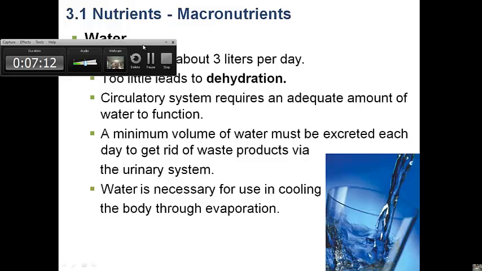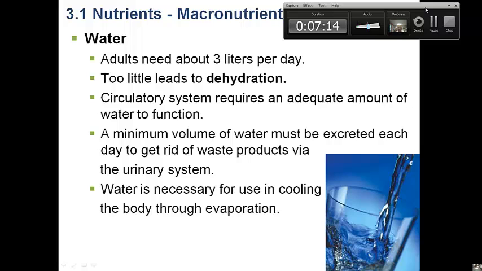The very first macronutrient that we want to discuss is water. Water is something that's needed in fairly large quantities by the human body. Adults need about 3 liters per day, and too little water, as you know, leads to a condition referred to as dehydration. And so the question we should ask is, what is our body using that water to accomplish?